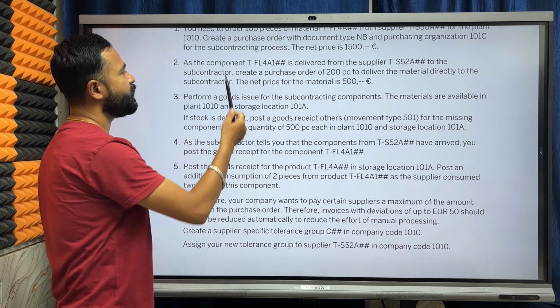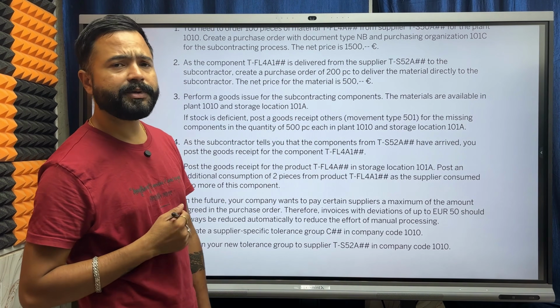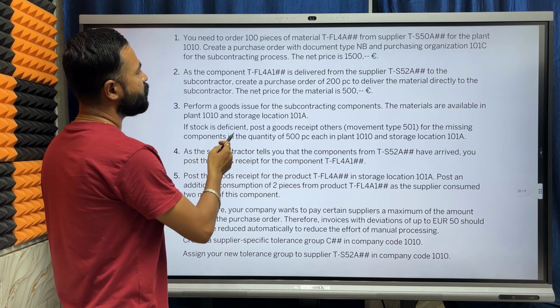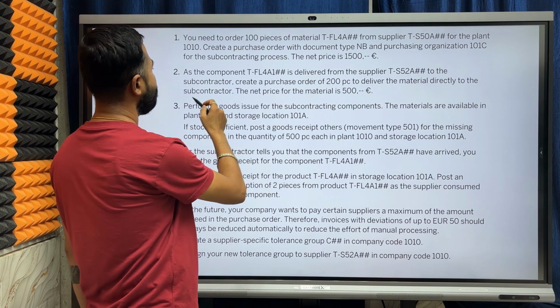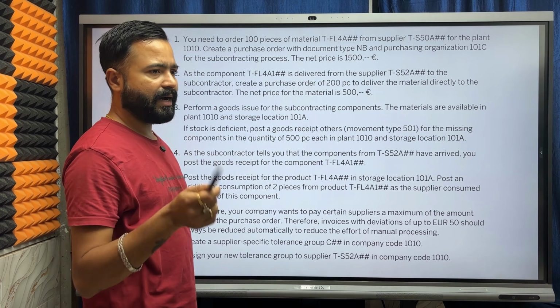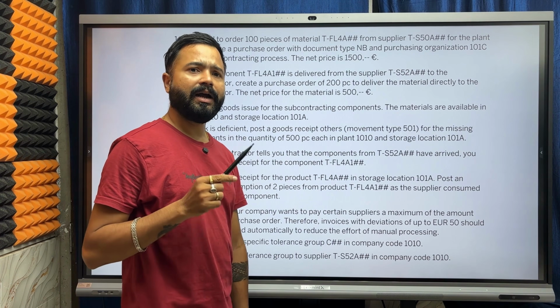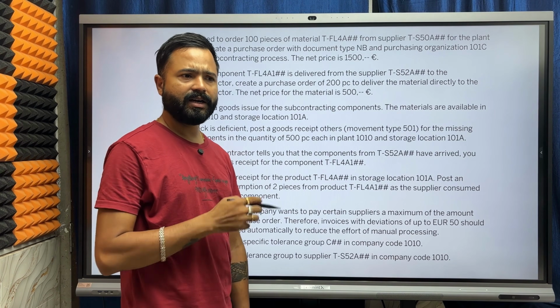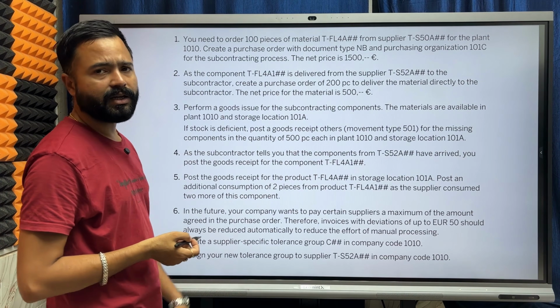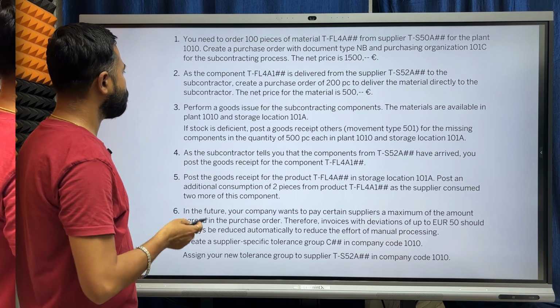Whenever you are creating this, basically two purchase orders will be created, and for the second purchase order the material is directly delivered to the subcontractor. So in the address tab you have to select the address as a subcontracting vendor, and there you have to put the subcontracting vendor number, so that it will be transported directly to the subcontractor.